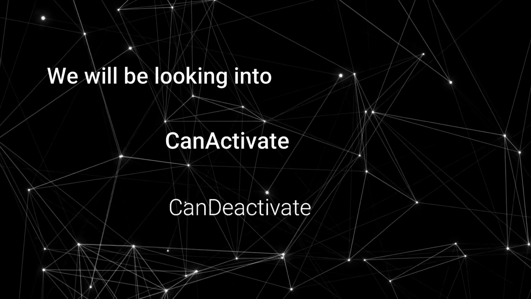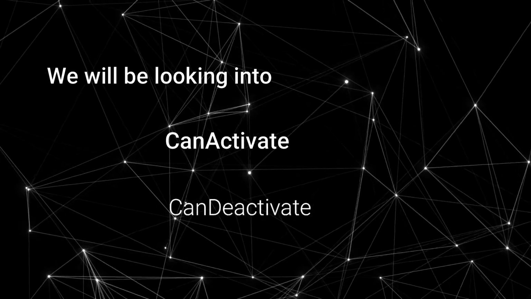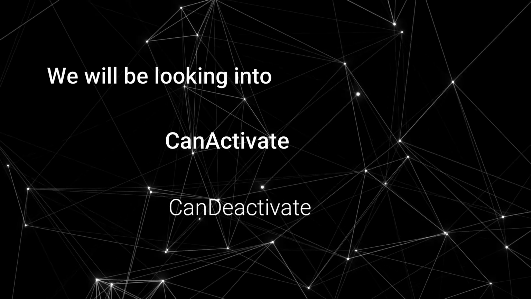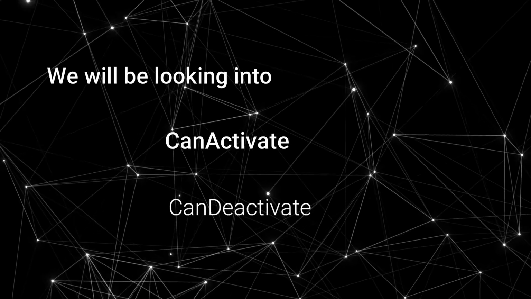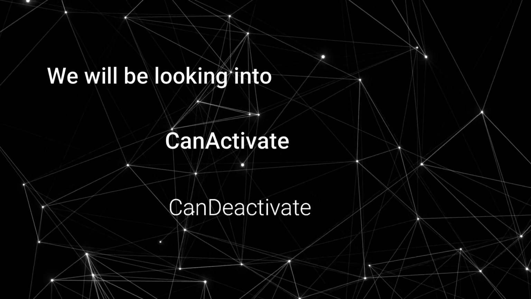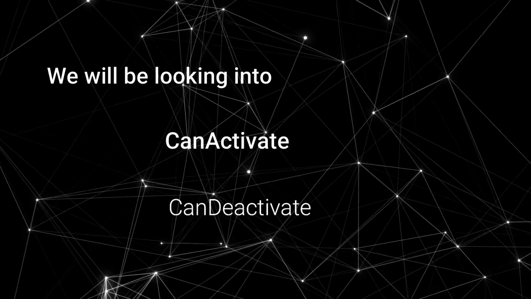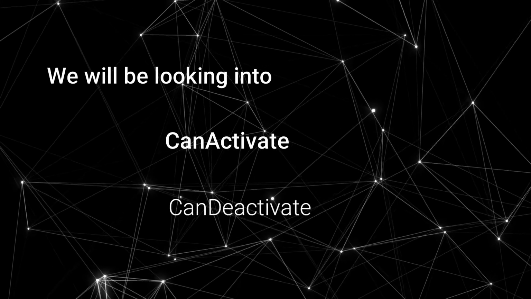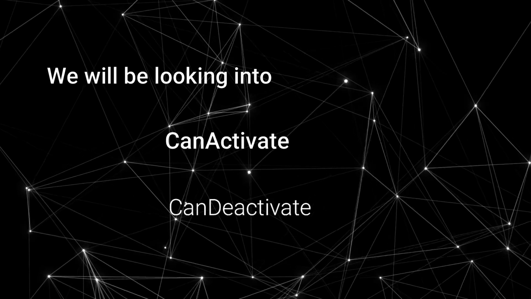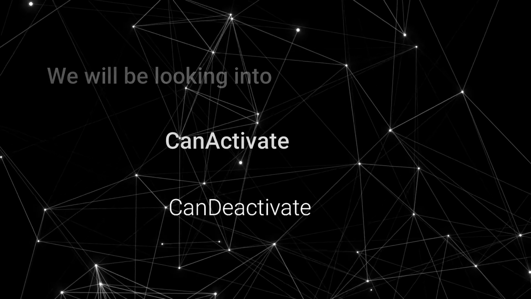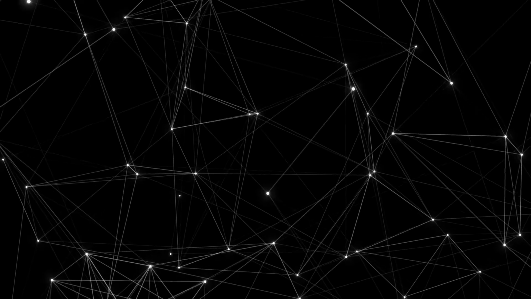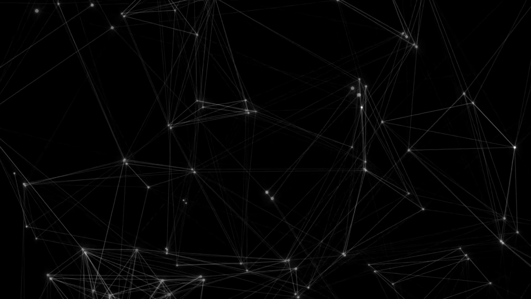And CanDeactivate, on the other hand, is used when we want to restrict a user movement to another route. Say, if he has any unsaved data or a form value, we will be actually telling the user, just wait, just save your data and then you can leave. That's the situation when we'll be using CanDeactivate. Let's go into our application and implement these changes.